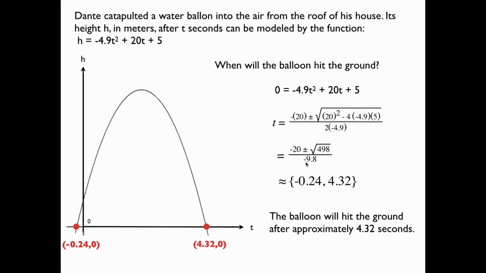And when we solve with the quadratic formula, we get 2 answers. T equals negative 0.24 and 4.32. Now, we've already discussed how this point simply doesn't make sense in the problem. So although the solution to this equation has 2 values, one of these values is completely irrelevant. It's garbage. So we ignore it, pretend it doesn't exist, and we interpret the positive value as the answer to our question. The balloon will hit the ground after approximately 4.32 seconds.